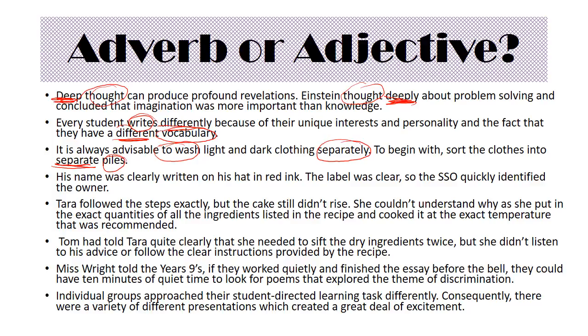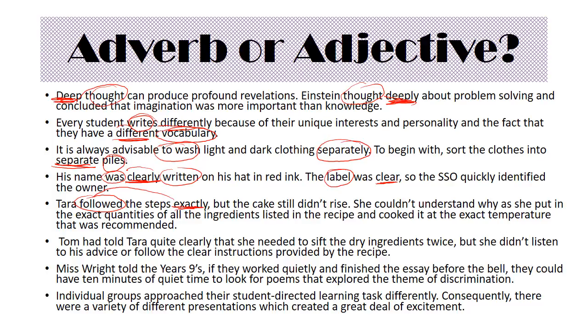In the next example, his name was clearly written. So clearly is an adverb and it refers to this past tense verb was written. Here, clear is an adjective and it's referring to the noun label. In the next example, exactly is the adverb and we use the adverbial form because it is describing or modifying how she followed the steps. In other words, followed the past simple tense of a verb.